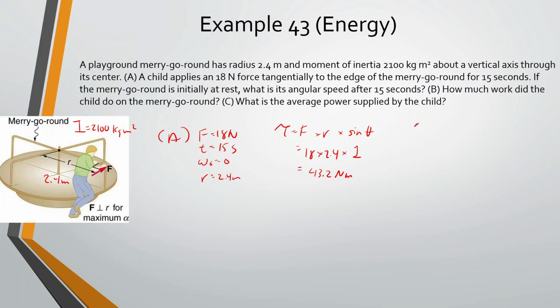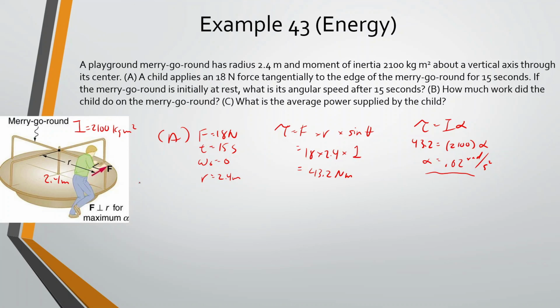Knowing that, I also know torque is equal to inertia times alpha. So 43.2 is equal to inertia 2100 times alpha. And then alpha is equal to 43.2 divided by 2100, which is 0.02 radians per second squared. Okay, but that's not what the question is asking. This question is asking, what is its angular speed after 15 seconds?